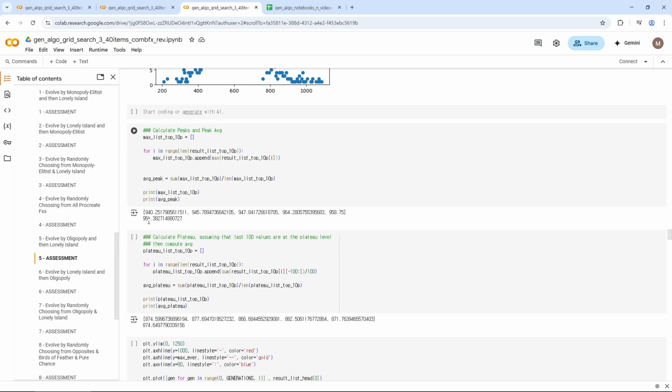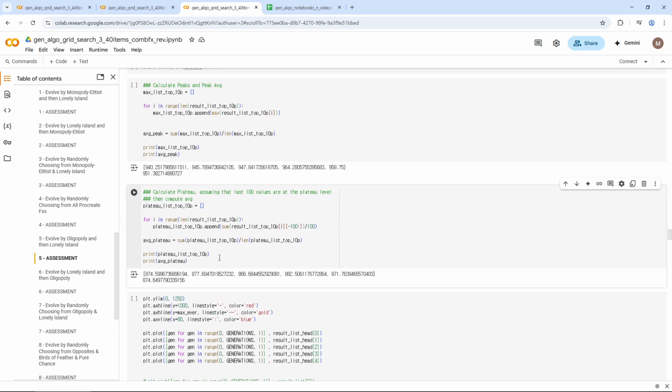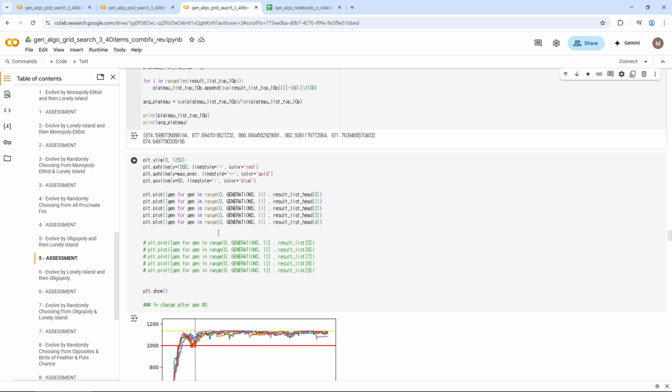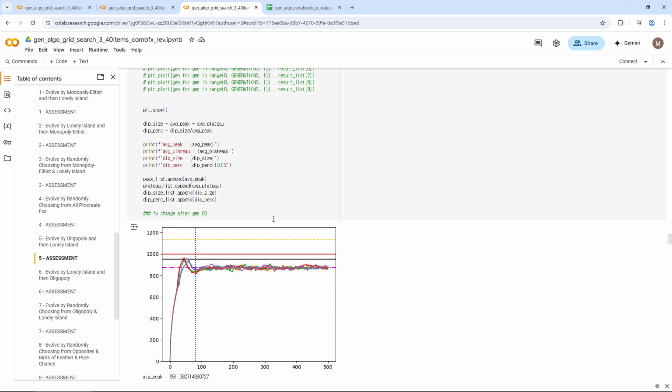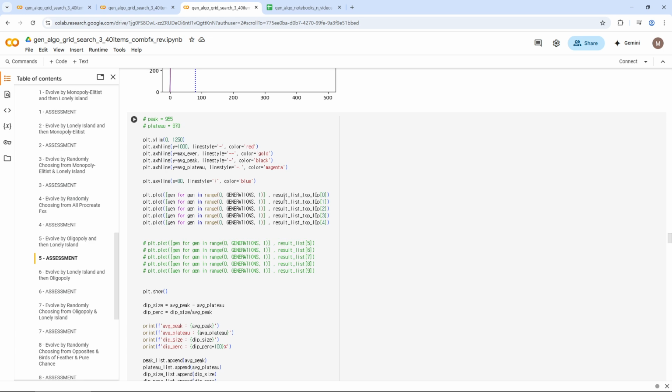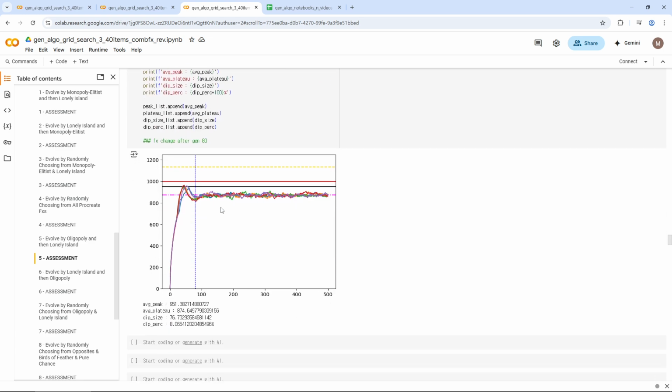So average peak is 951. The average plateau is 874. And here are the heads. So again, this is expected. And here are the plots for the top 10%. Average peak is here, and the dip size is 76.73. Dip percentage is 8%. So this is decent. The dip percentage is smaller than 10.